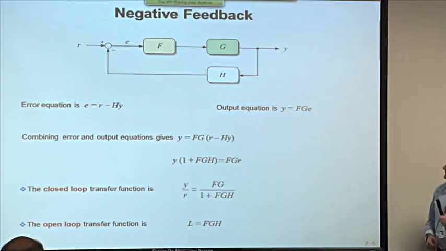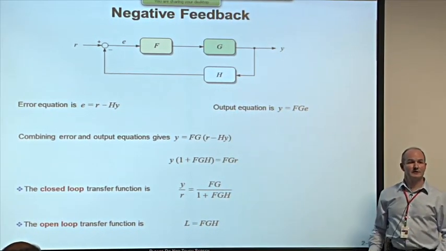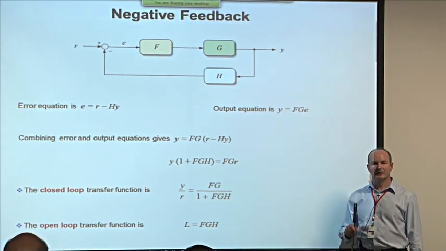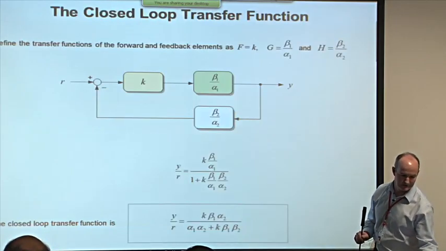Now, of course, these three components, F, G, and H, are all transfer functions, and therefore they have their own set of poles and zeros. Let's take a look at how those poles and zeros influence the poles and zeros of the closed loop.